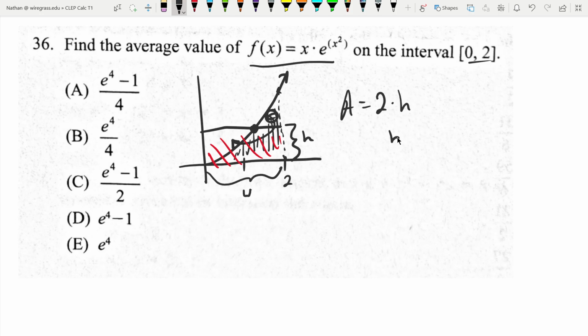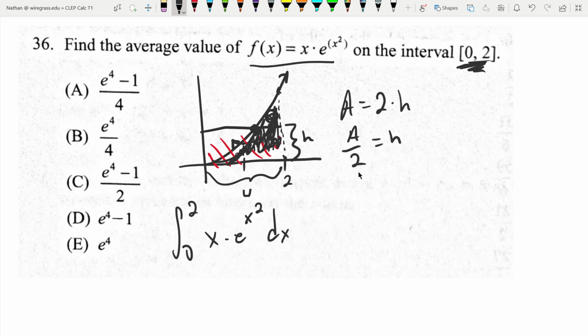Well, if we want to find h, all we have to do is find the area and divide it by 2. Well, the area is going to be the exact same thing as the area under the original curve, because the area has to be the same. It's just the point at which the area evens out, but that's still going to be the same amount of area. So really all we have to figure out is what's the area underneath this curve on this interval, and that's just the integral from 0 to 2 of the function as defined. We can plug it into here, divide it by 2, and that gives us our average value of the height.